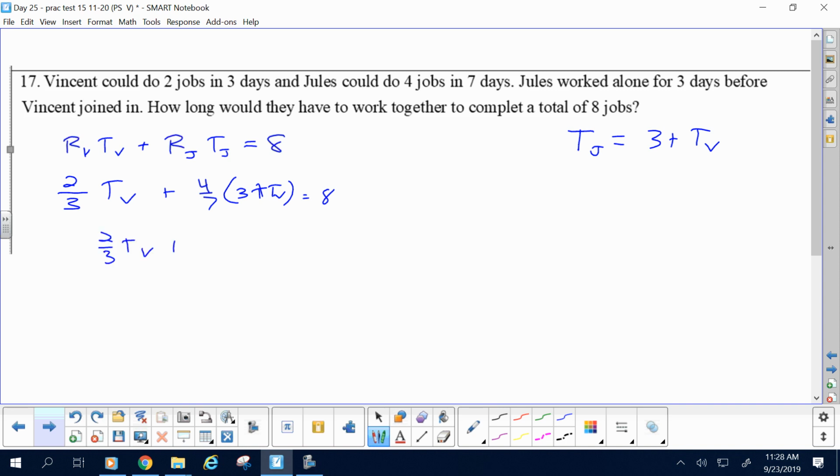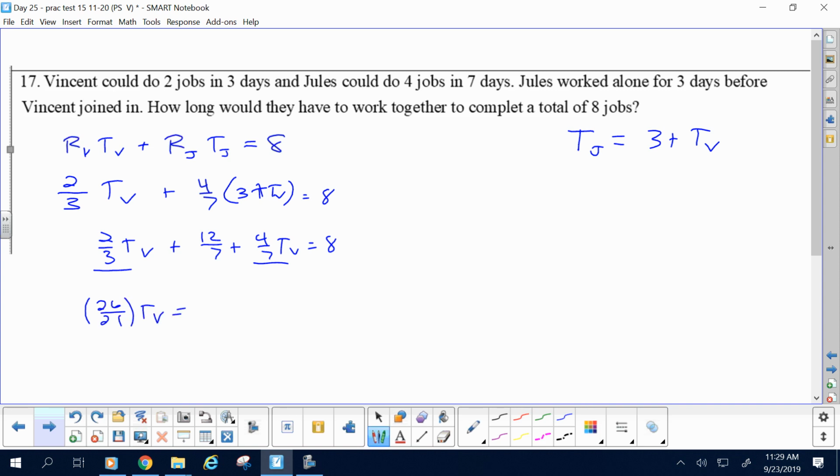2/3 T_V plus 12/7 plus 4/7 T_V equals 8. This is where it's fun to watch you guys struggle with your arithmetic skills. You're a little rusty. We need to add the 2 T sub V's, yeah? What's the common denominator? 21. And so what is 2/3 with a common denominator of 21? 14 21sts. And what is 4/7 with a common denominator of 21? 12 over 21. So what's 14 and 12? 26 over 21. 26 21sts T sub V.